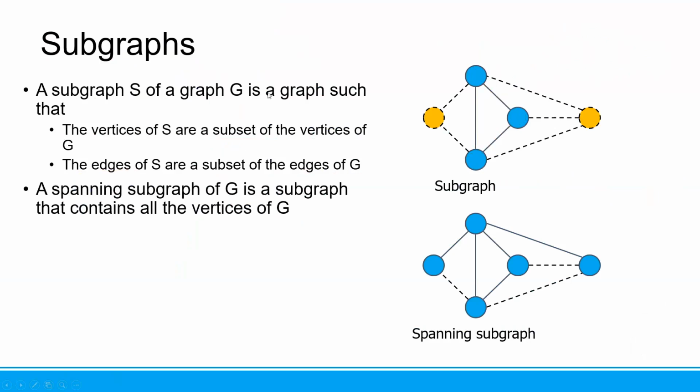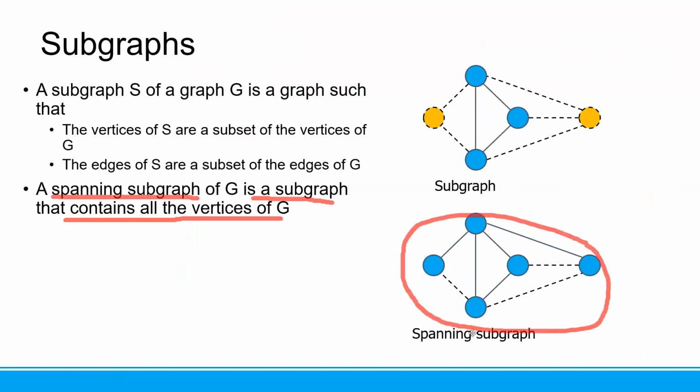There might be another concept, we call it spanning subgraph. So spanning subgraph is a subgraph that contains all the vertices of G. So if all the vertices of G are in the subgraph, then we call this a spanning subgraph.